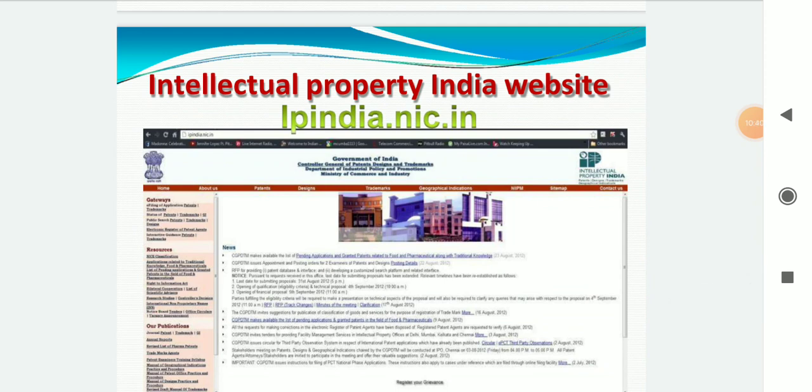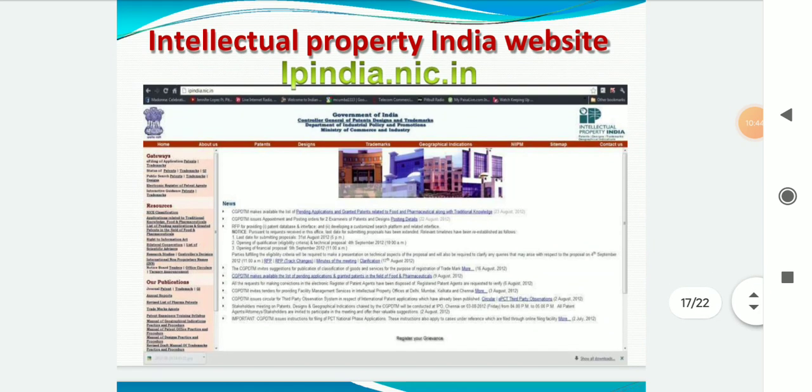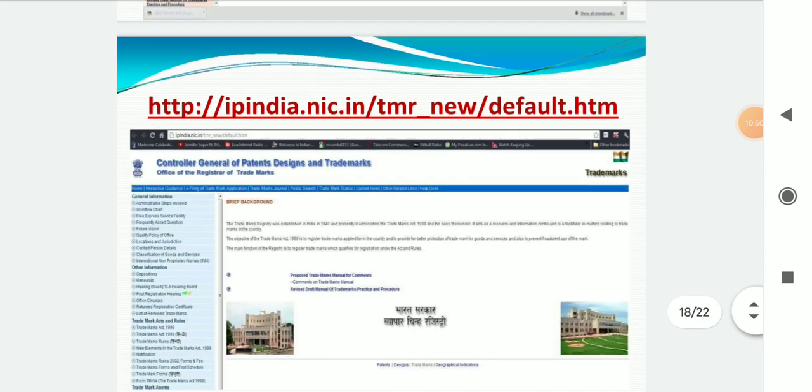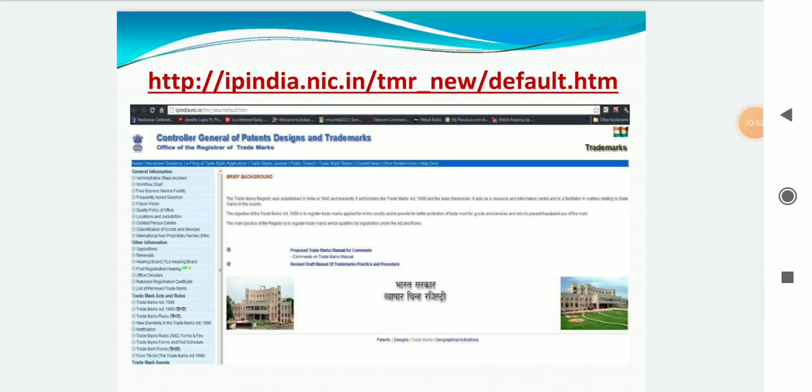Here are some website slides: Intellectual Property India website, Government of India. Here is the Controller General of Patents, Designs and Trademarks, Office of the Registrar of Trademarks, Bharat Sarkar, Vyapar Chinh Registry.